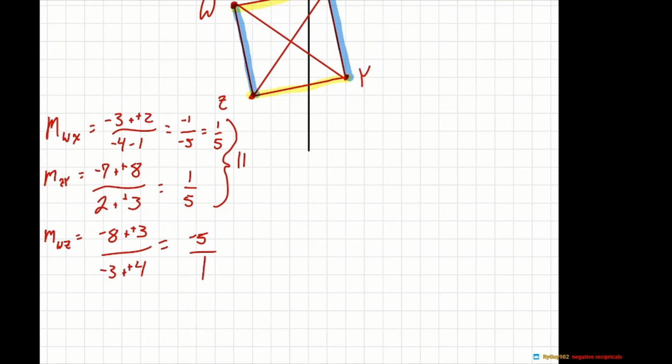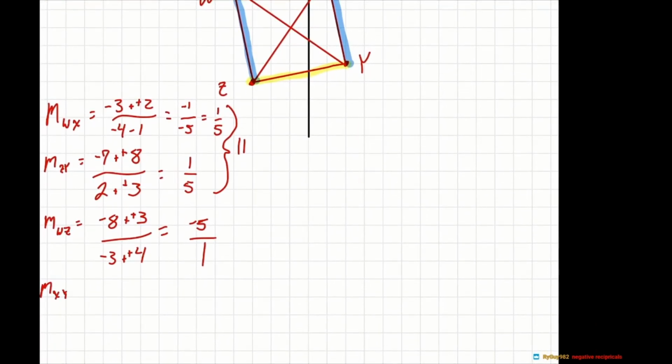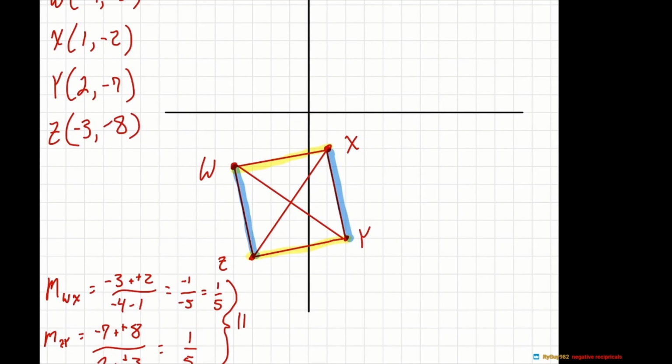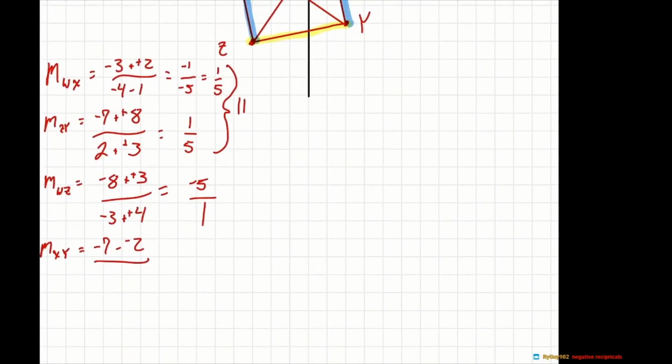And then the last thing is the slope of XY, which is equal to negative 7 minus negative 2 over 2 minus 1. Switch that to addition.